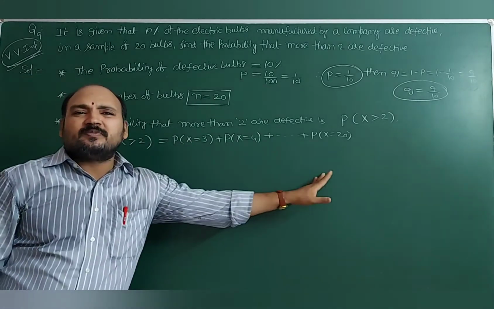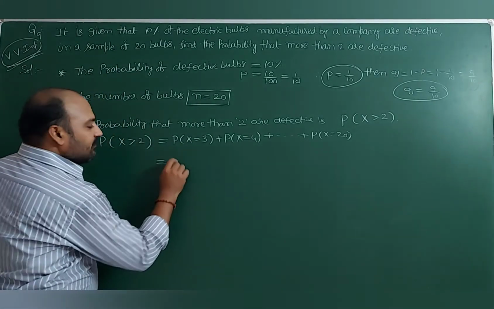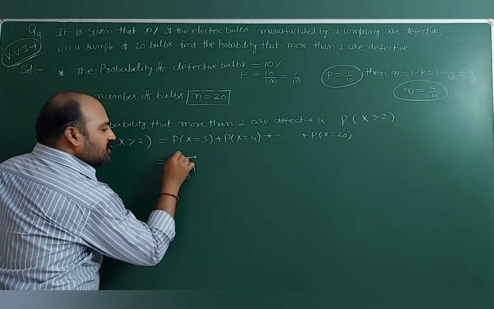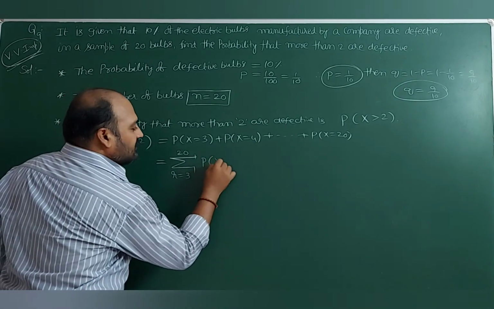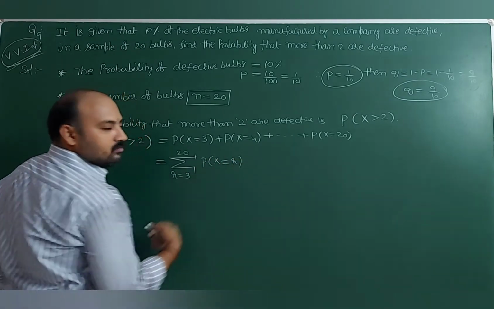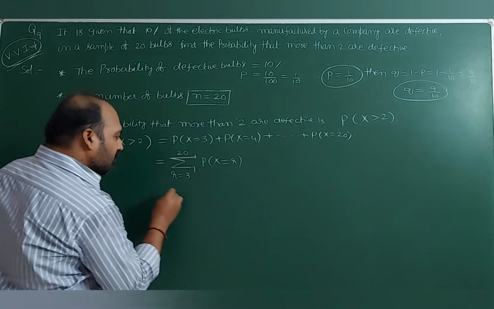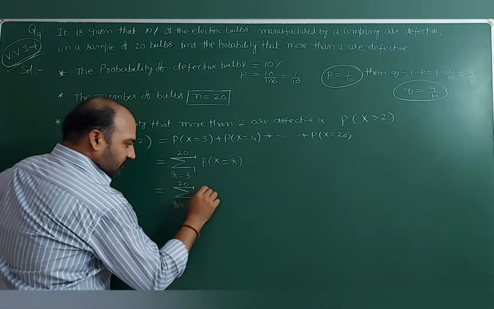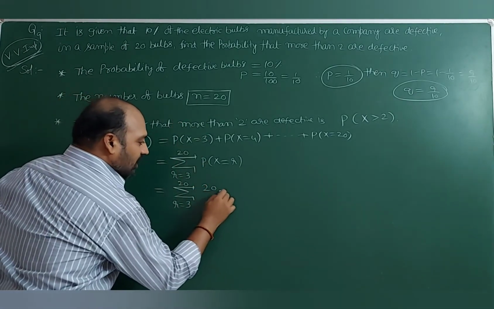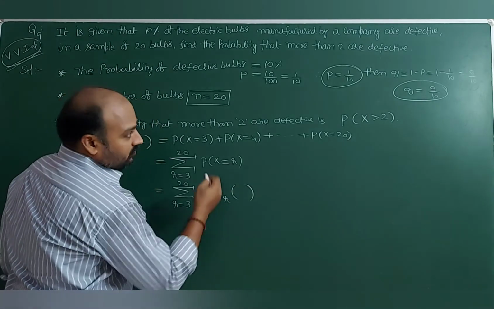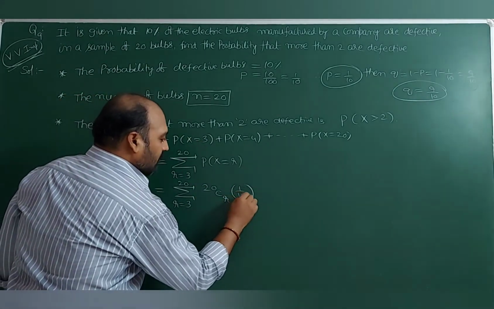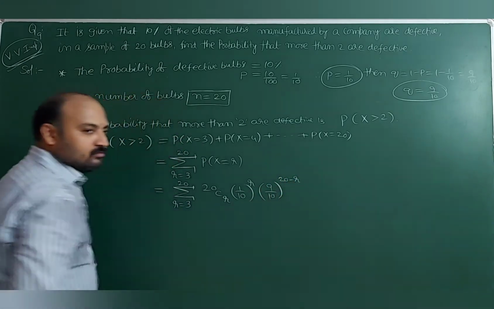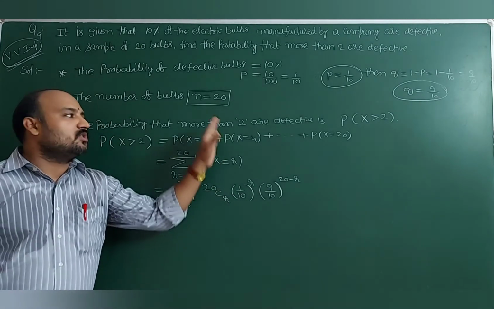But how to calculate this much? So simply what we have to write is summation R equal to 3 to 20, P of X equal to R. So what is P of X equal to R? Binomial distribution, we have to write it. Summation R equal to 3 to 20, NCR, N is equal to 20, C R, P power, what is P, 1 by 10 whole power R, 9 by 10 whole power 20 minus R. If you substitute, the values will come.